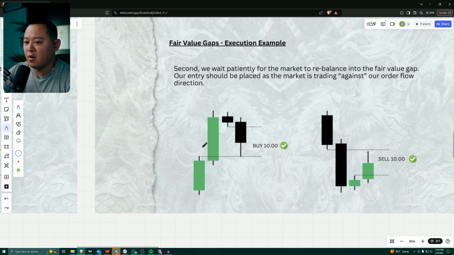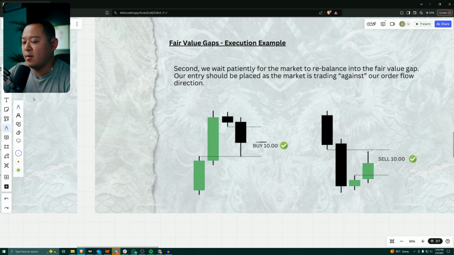Now, just imagine if you're entering it here and then all of a sudden this candle closes bullish. Well, if you're buying it down here, right, it's better than waiting for the candle to close bullish and then you buying it. Okay, so this entry down here is going to have a better fill price than if you waited for it to turn bullish.